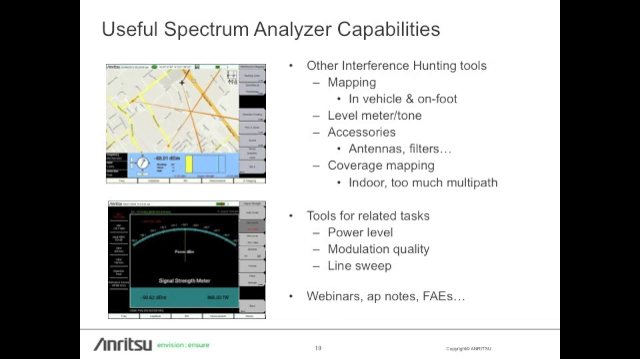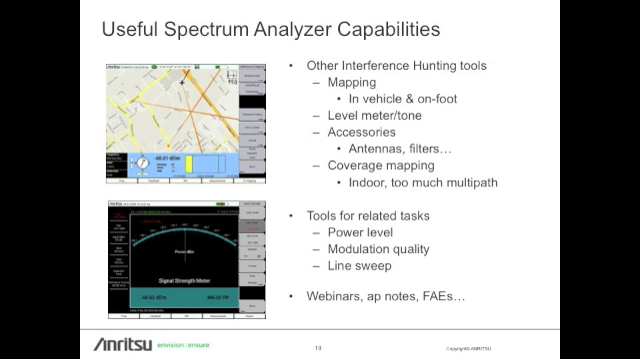Some other capabilities are other interference hunting tools like mapping on the analyzer. Maybe I'm walking around by hand, or maybe even in a vehicle sometimes. A level meter and a level tone to tell you what direction the largest signal is, which is usually a good indication where the emitter is. Also accessories like antennas and filters. We'll talk more about those.